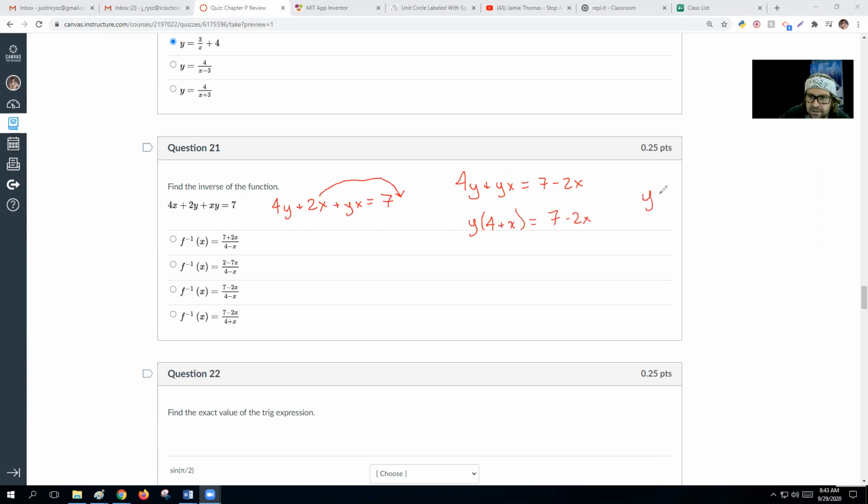And then we're just going to divide. So we get 7 minus 2x over 4 plus x. Let me see if we have that anywhere here. 7 minus 2x is right here. Oh, at the very bottom. And at the bottom we have 4 plus x.